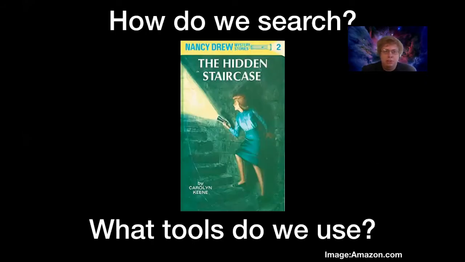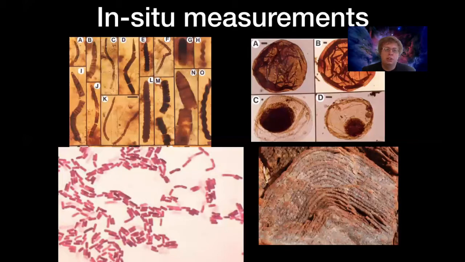Okay, the second question is, how do we search and what tools do we use? There are different ways that we can look for life, and we've already covered a couple of them in class so far. So in the past few lectures, you've seen these images from fossils of old bacteria. So these are some of the early evidence of cyanobacteria on Earth. Here are some more fossilized microbes.